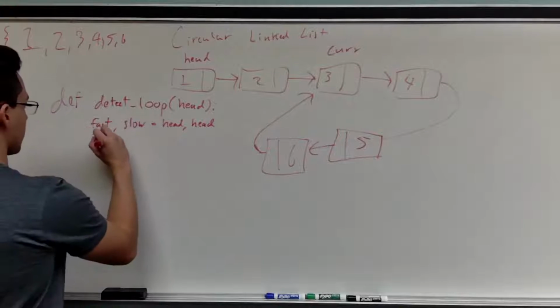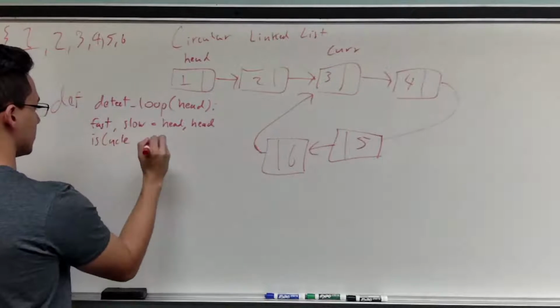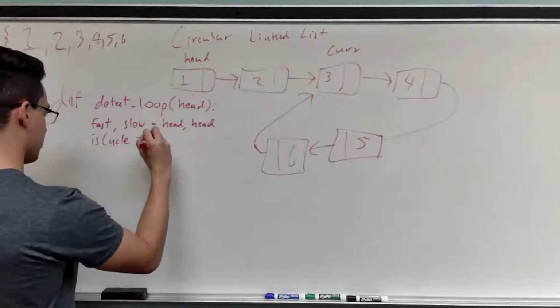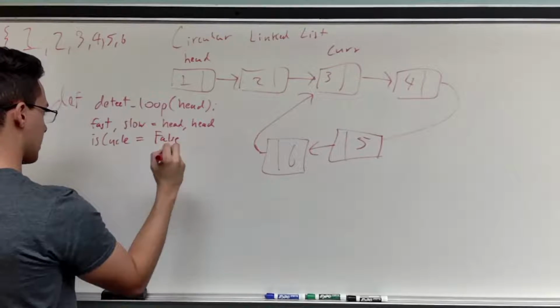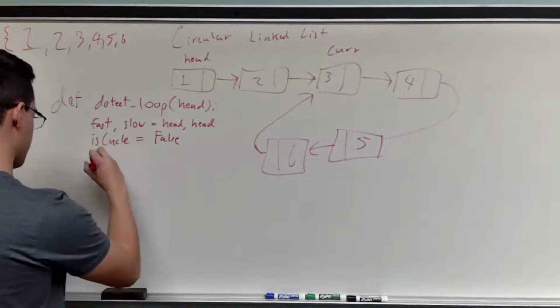And then we keep track of whether there is a cycle. At first it's false because we don't know. And then we do the tortoise and the hare, right?